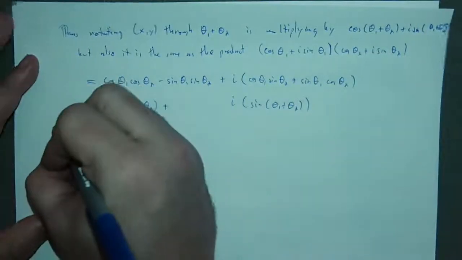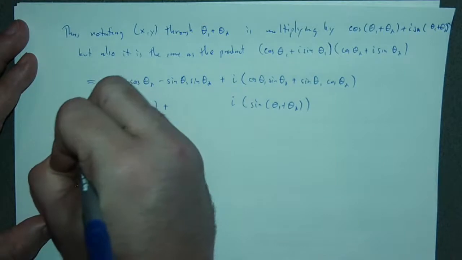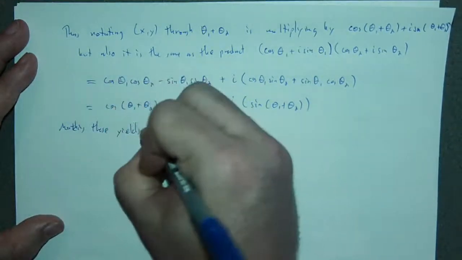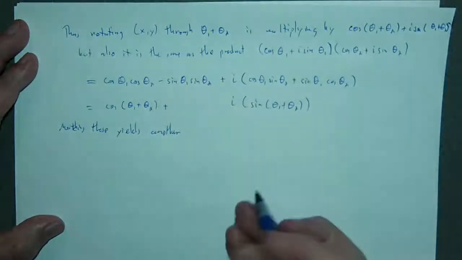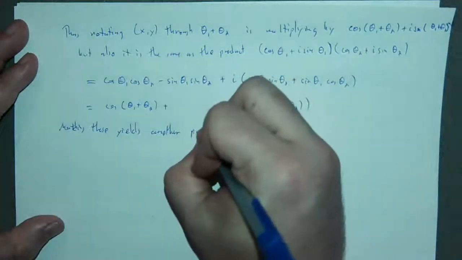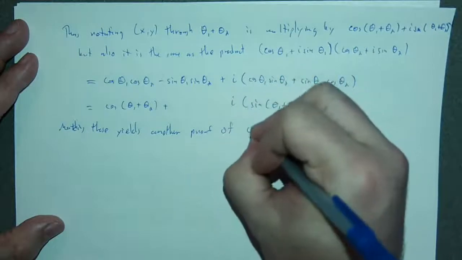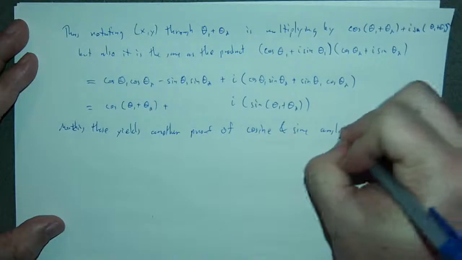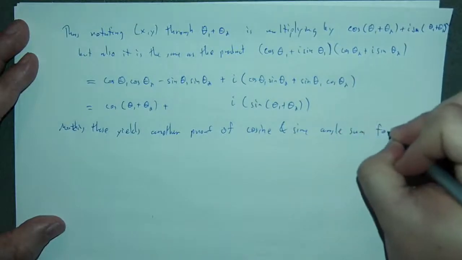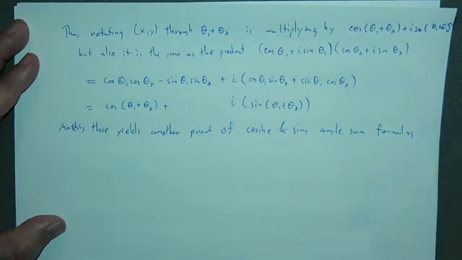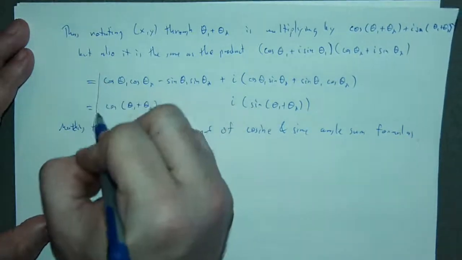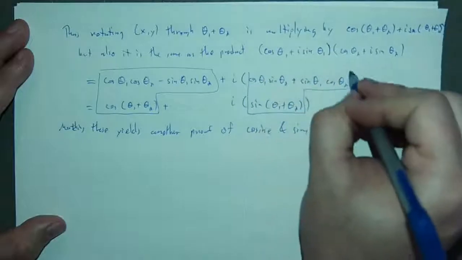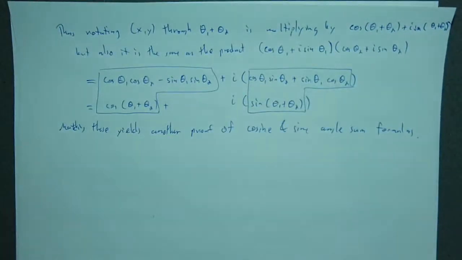So matching these yields another proof, an even easier proof. So it yields another proof of cosine and sine angle sum formulas. Right? Since these two things have to match up, and so do these. Okay.